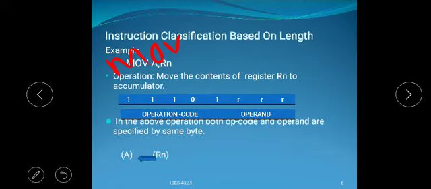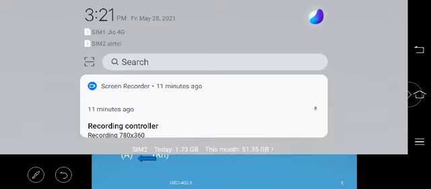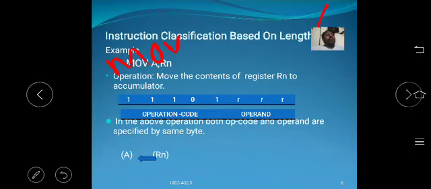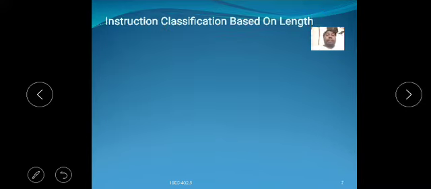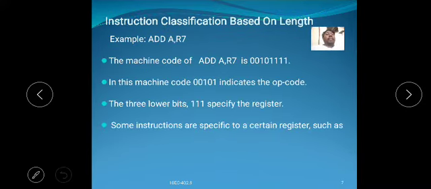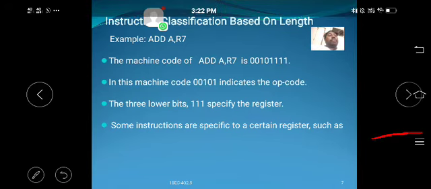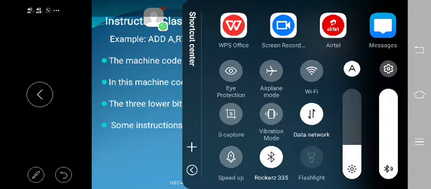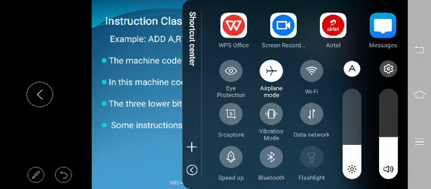Here A, Rn means the Rn value is moved to the accumulator register A. The content of register Rn is moved to the accumulator register. In another example, ADD A, R7.